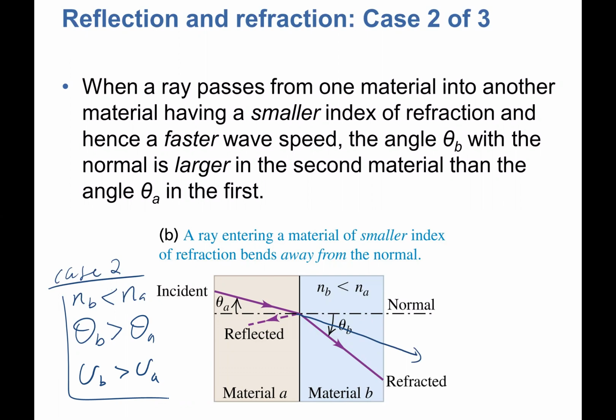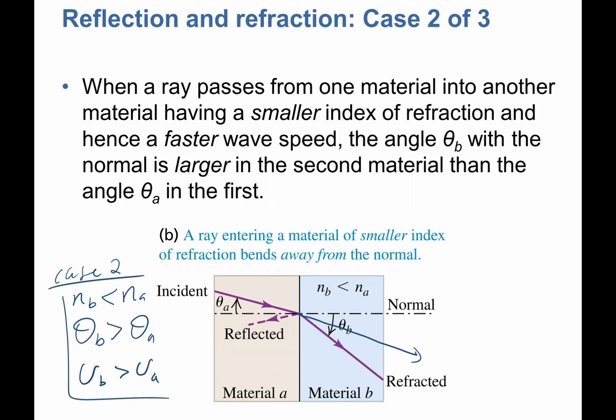When the light goes from glass into air, it right away picks up the same speed as it had before in vacuum. So it's going to right away move at that speed. So then what is case 3?